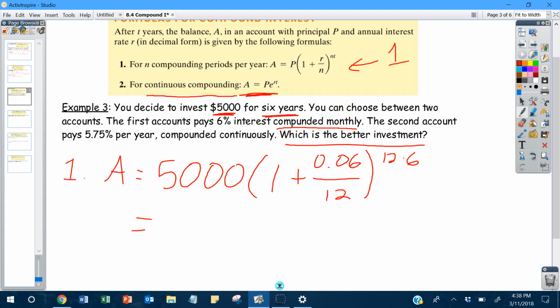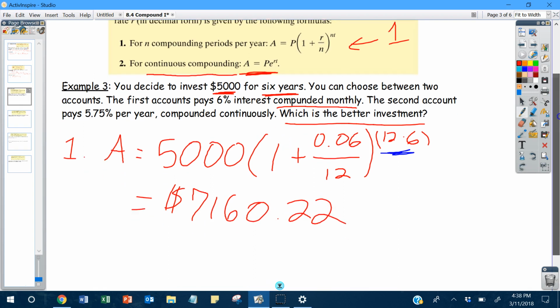And again, you just want to make sure that when you punch all this stuff in, namely these exponents here, you put parentheses around them when you put them in the calculator. Put a little caret sign and then parentheses, and then your order of operations should work pretty well. If you've done something wrong, you end up with like $10 billion or some number that's way too big. So what I got was $7,160.22 for that first account. So I made a decent amount of interest.